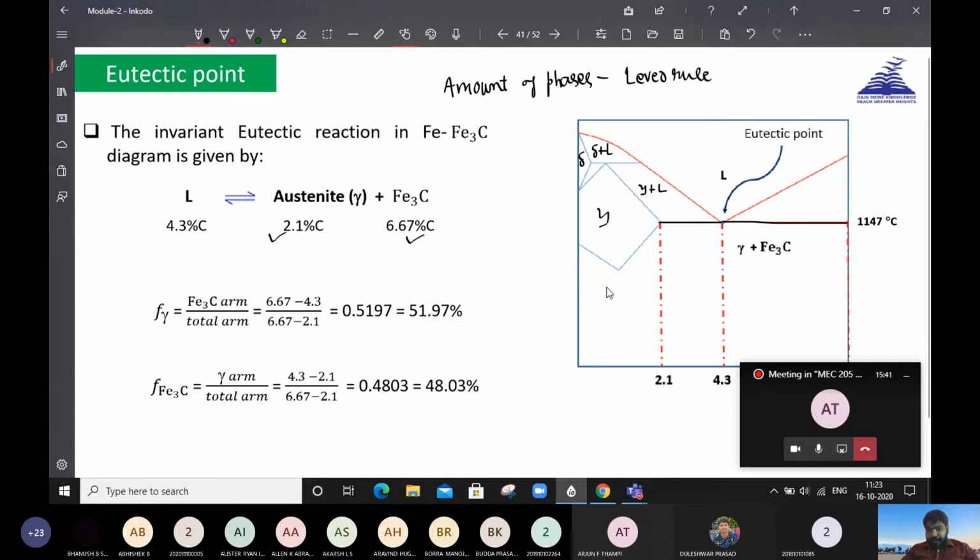Okay, so at this point we know that we have gamma plus Fe3C. Now suppose you have to find out the amount of gamma at this point. So this is nothing but gamma R, and this is Fe3CR.